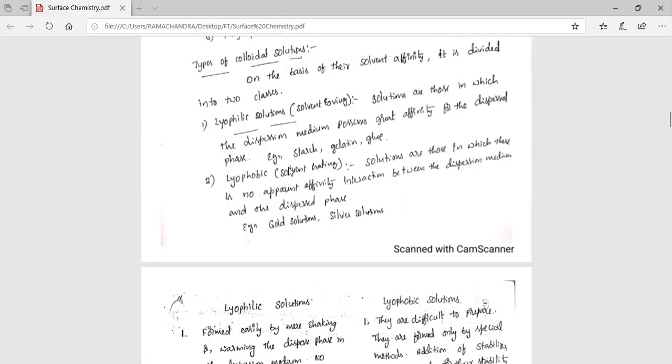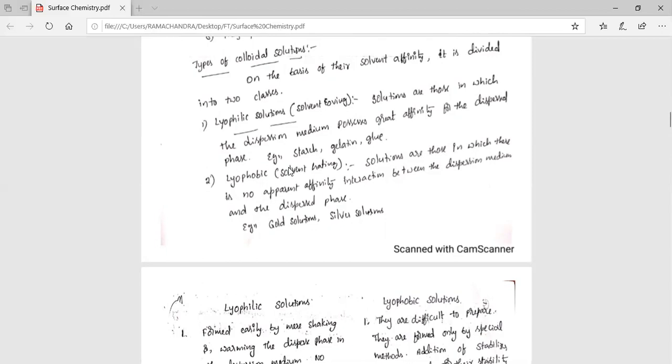Lyo means liquid, philic means affinity or love. So that's why there is greater affinity in the lyophilic solutions between the dispersion medium and the dispersed phase. Example: starch.